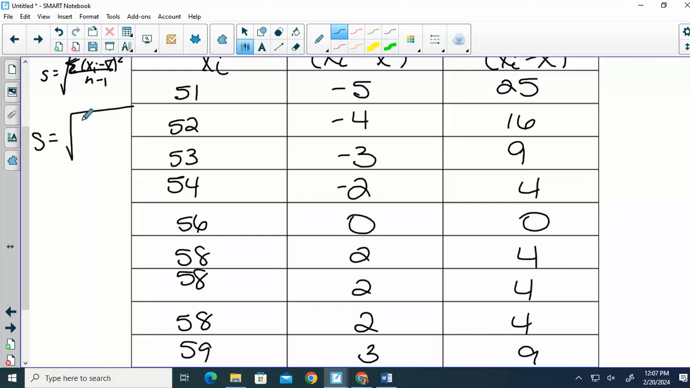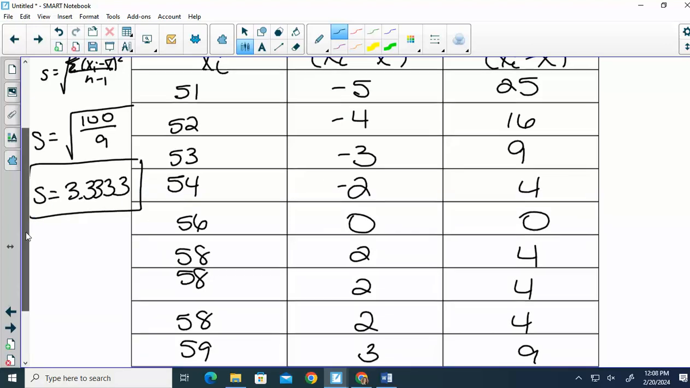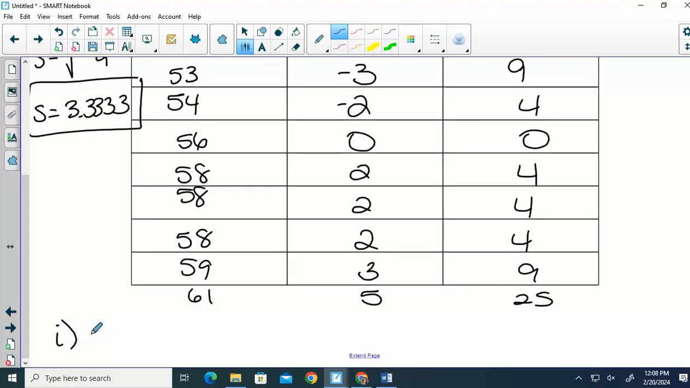So 100 divided by n minus 1. N is the number of points. We had 10 points minus 1 is 9. And so when you did that, you got 3.3333. That is the standard deviation. So the table is how we get there, but that is not the final answer. Then for part I, when it asks for the variance, that's just your standard deviation squared. So we just take that 3.3333 and square it.